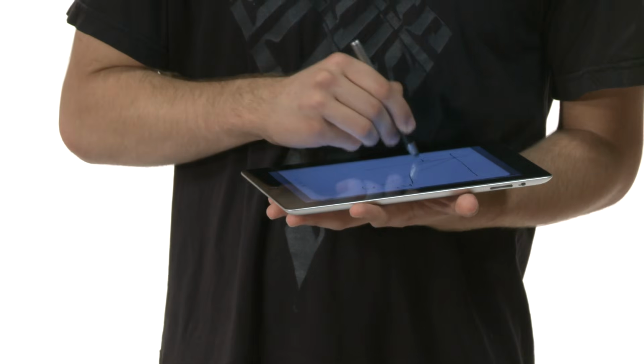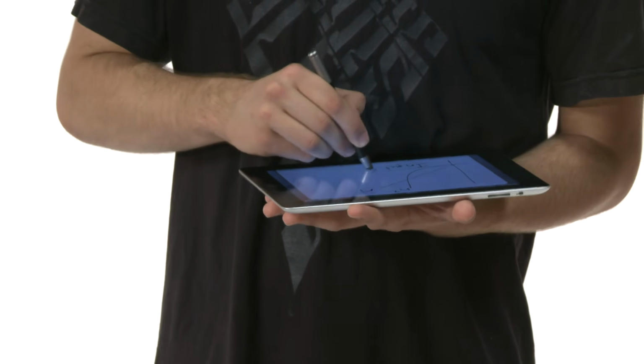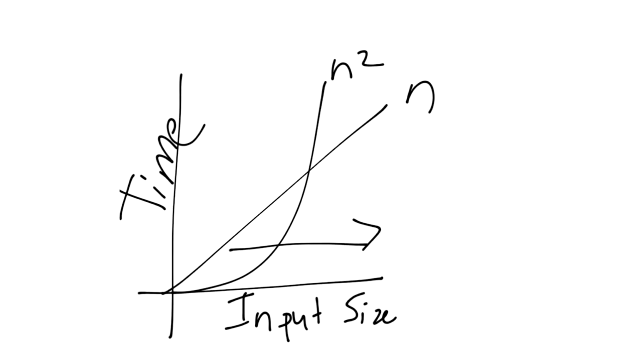Maybe for small input sizes, the big O of n squared algorithm might actually work faster. But eventually, as the input size increases towards infinity, the big O of n squared algorithm's runtime will eclipse the runtime of the big O of n algorithm. Just like any quadratic mathematical function will eventually overtake any linear function, no matter how much of a head start the linear function starts off with.